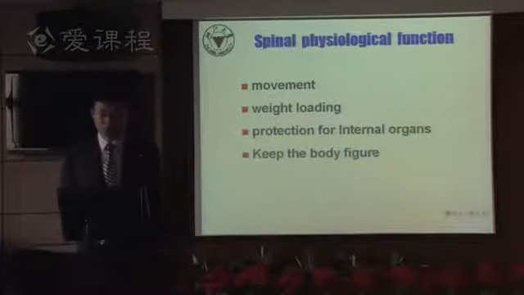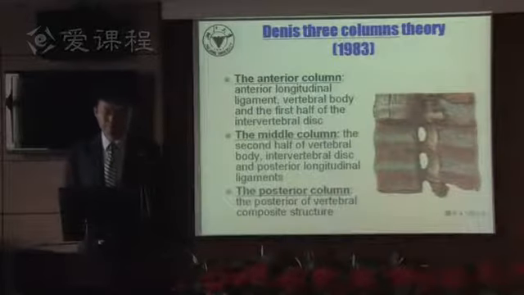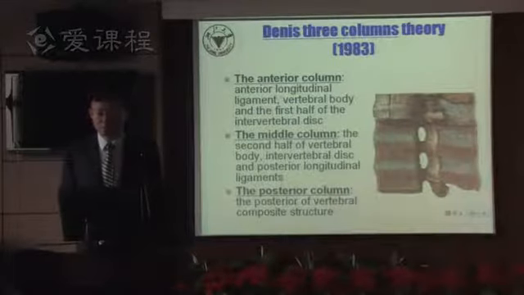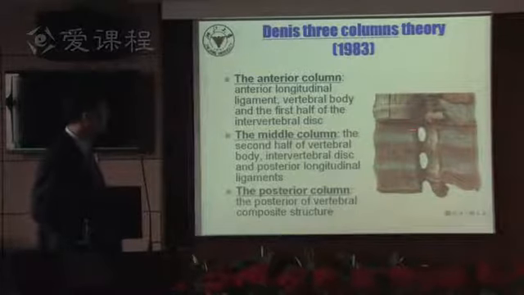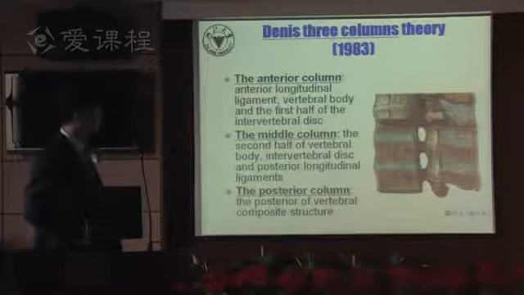Spinal physiological functions include four functions: movement, weight loading, protection for internal organs, and keeping the body figure. Then there are three columns: the anterior column, the middle column, and the posterior column.